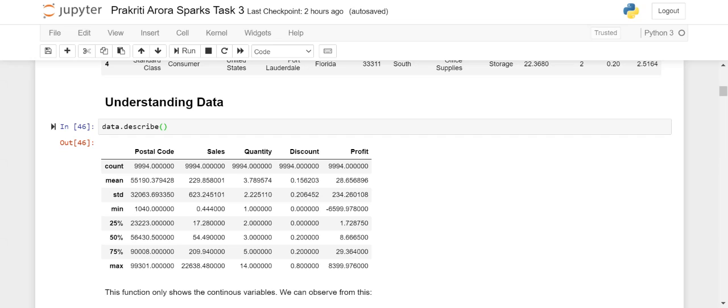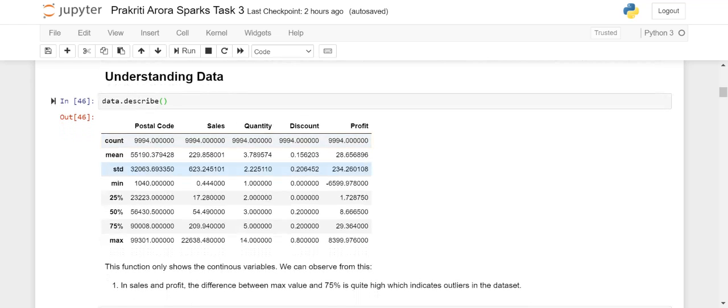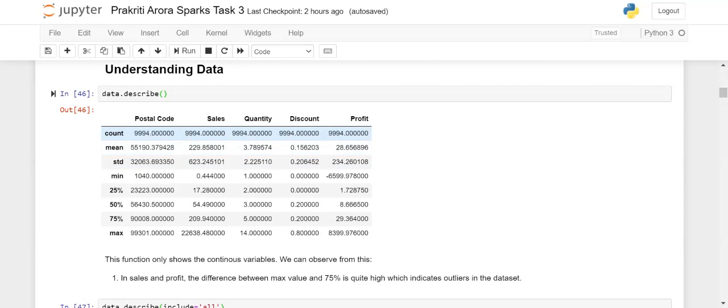The data.describe function shows only continuous variables. Which means that postal code, sales, quantity, discount, and profit are the continuous variables of our data set. Since the count of these columns is the same, from this we can conclude that there are no null values.